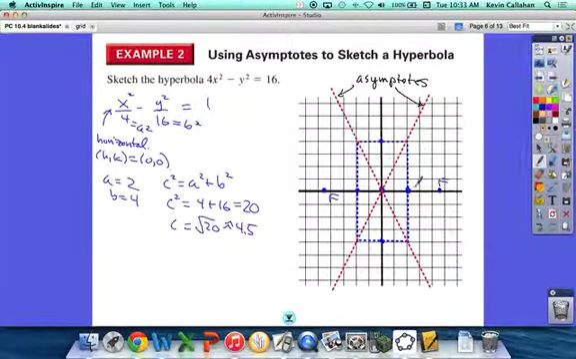Once you've drawn those in, you're going to start at the vertex. We said it's horizontal. There's the vertex, and it opens up around that focus there, so we're going to draw in my hyperbola. There's my branches.